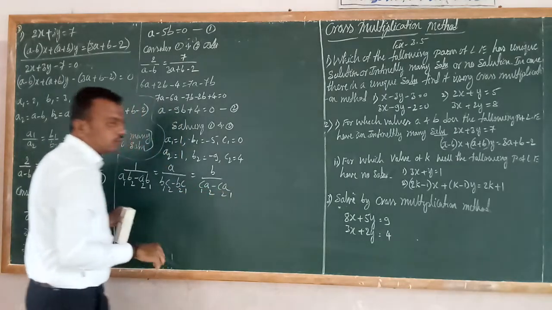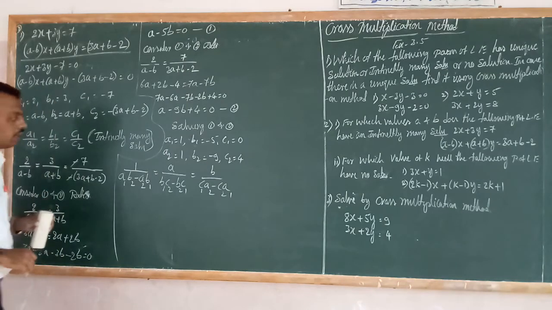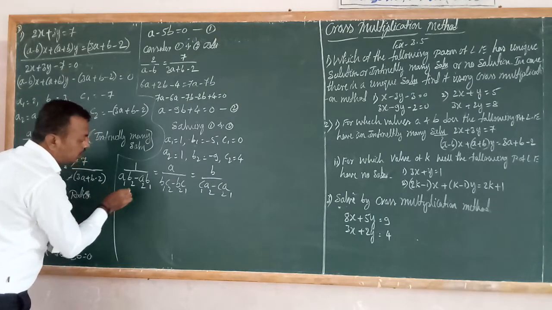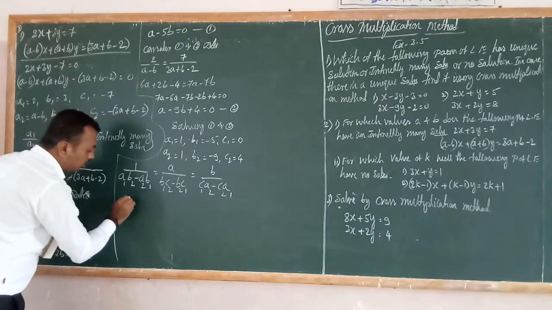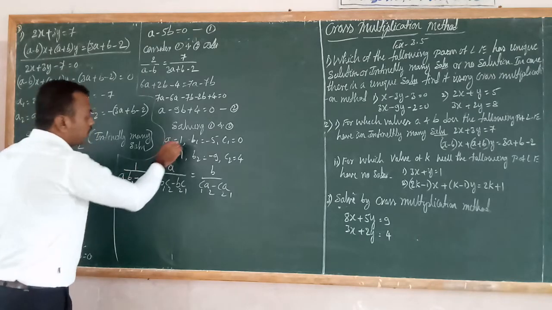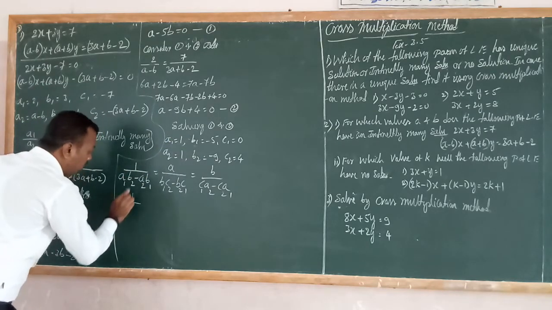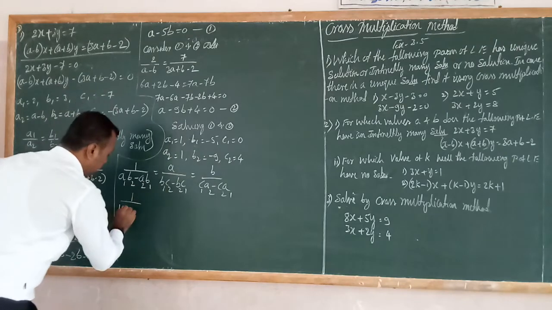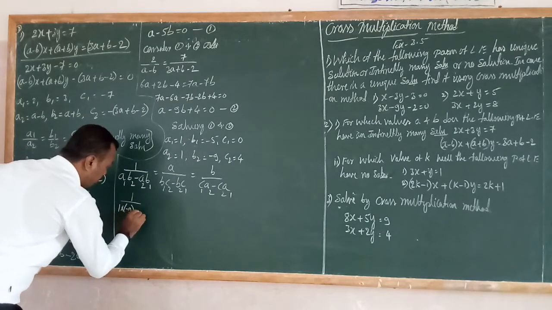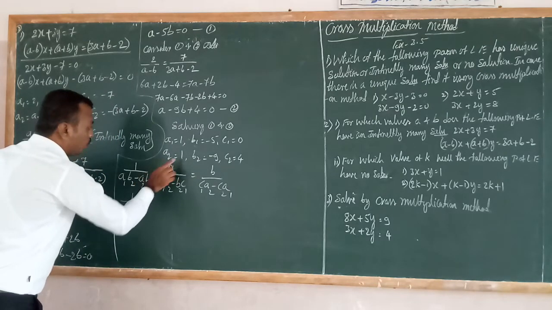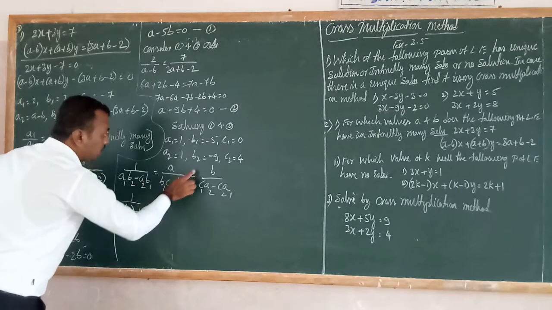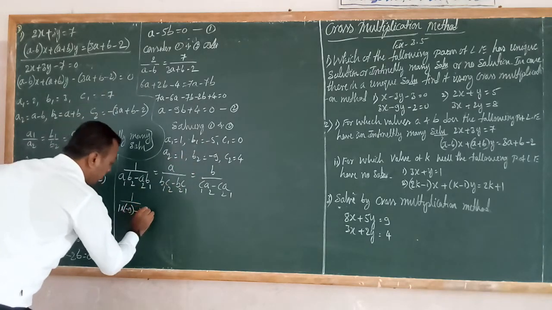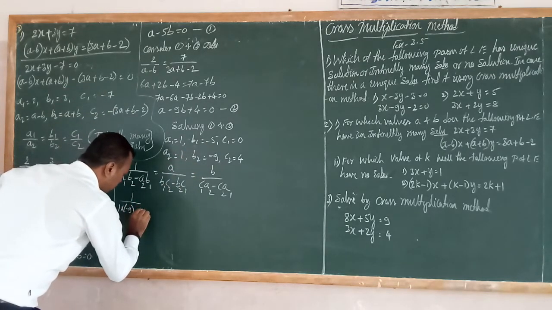Very simple to write the cross multiplication method formula. Now see students, first I will substitute 1 upon A1. What is A1? 1 into B2. B2 means minus 9, minus of A2 means 1 into B1, B1 means minus 5. So this is 1.